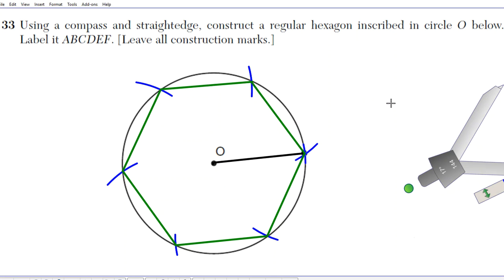Alright, almost done. We were instructed to label the hexagon. How are we going to label it? Let's call it A, B, C, D, E, F. That's what we're instructed to do. A, B, C, D, E, F. Okay, this is not just for fun. There's another question that we are supposed to answer using these labels, okay?